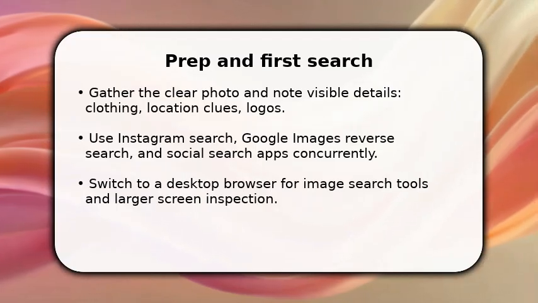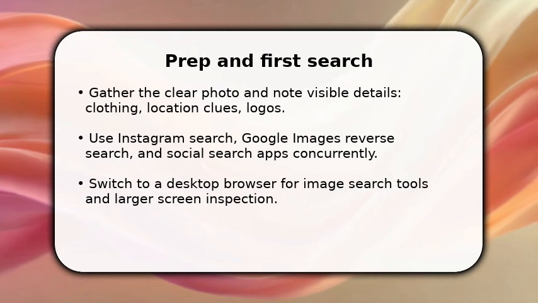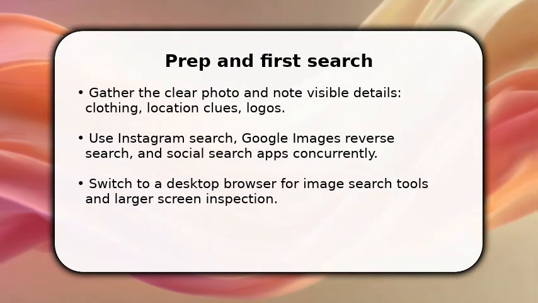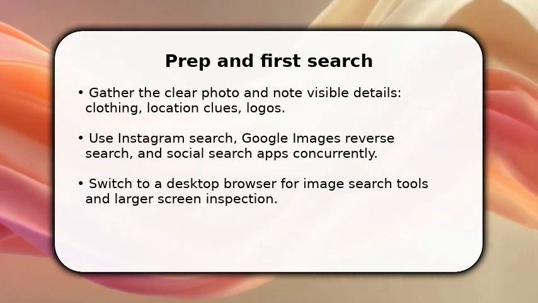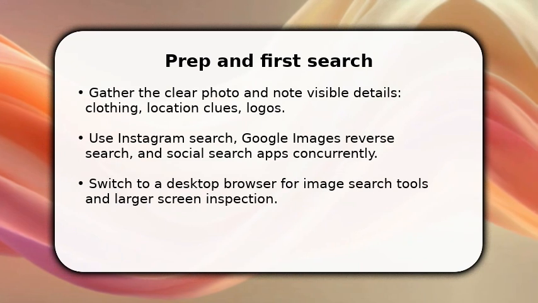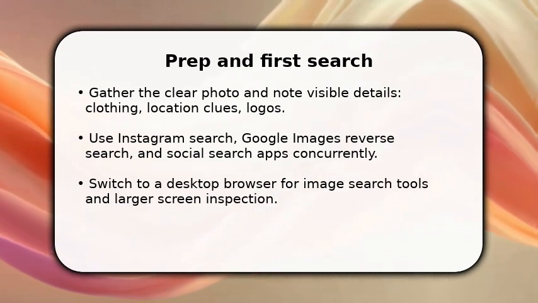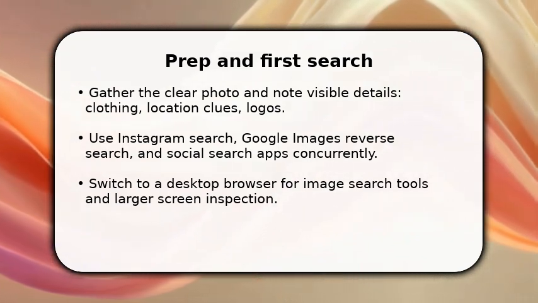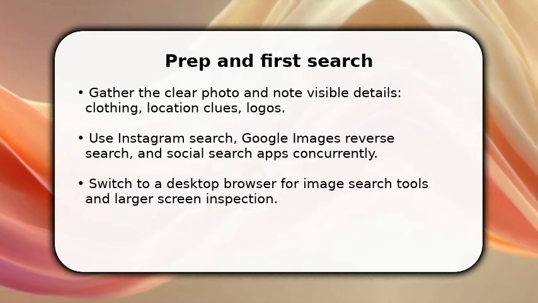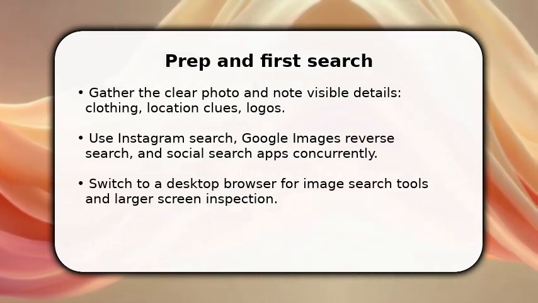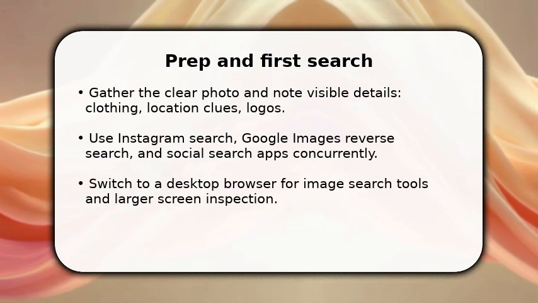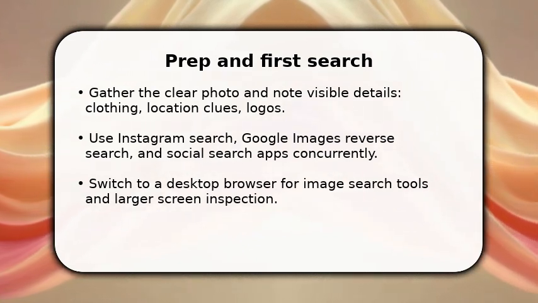You start with a clear photo and focus on visible clues. Logos, landmarks, or unique clothing help. Open Google Images in your browser and drag the picture to reverse search it, and at the same time, open Instagram's search bar to try usernames or visible text. Once done, check image results for matching profile pictures or reposts. Make sure to copy any found usernames into a Notes app so you don't lose them as you proceed.